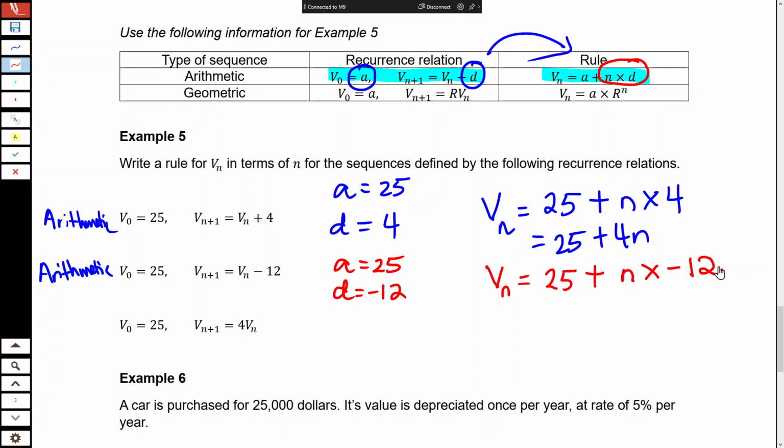And we don't often write it like this. It's more common to write it like that. Minus 12 times n. Take 12n.